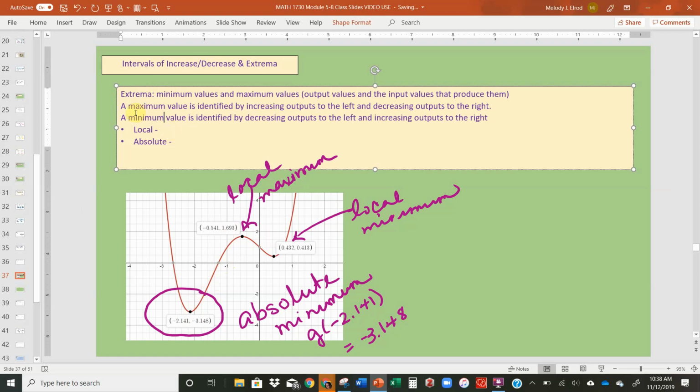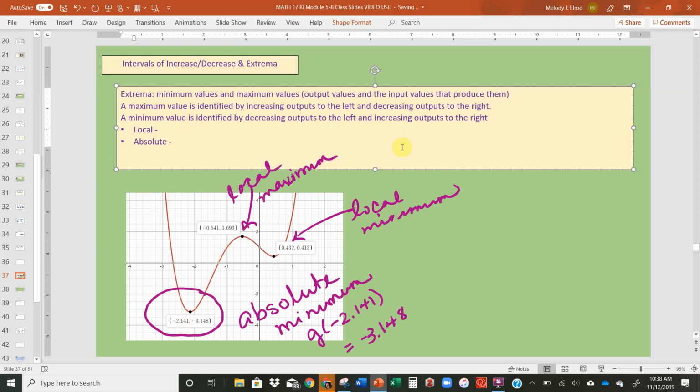So we'll fix that. A maximum value is identified by increasing outputs to the left, so we're increasing to the point, and then decreasing outputs to the right, so we're decreasing away from the point. A minimum value is identified by decreasing outputs to the left, in other words, as we approach, and increasing outputs to the right as we leave.